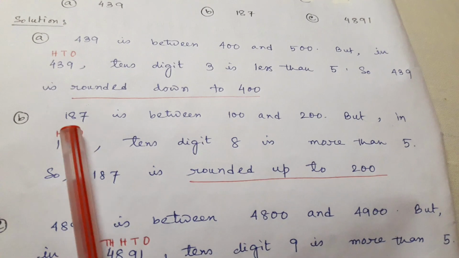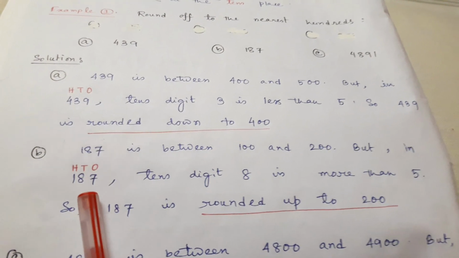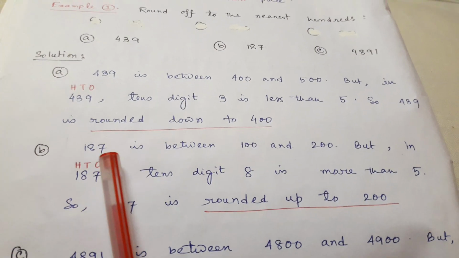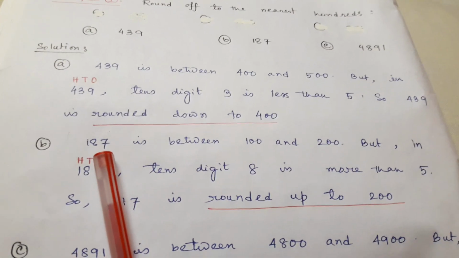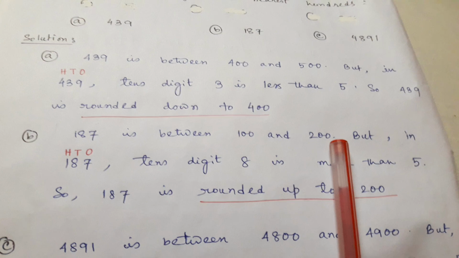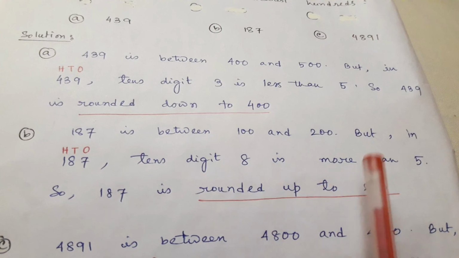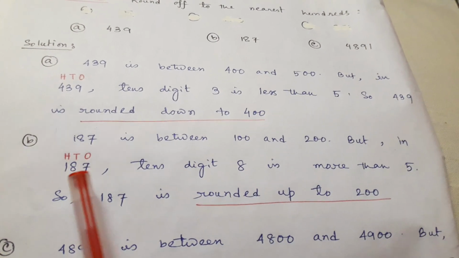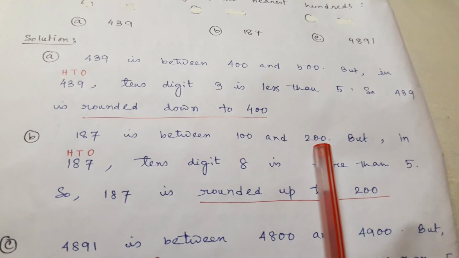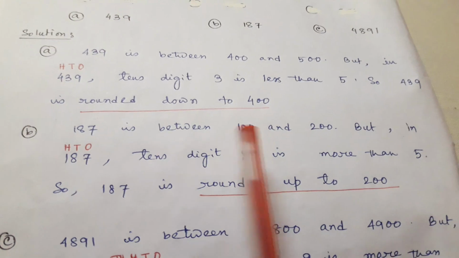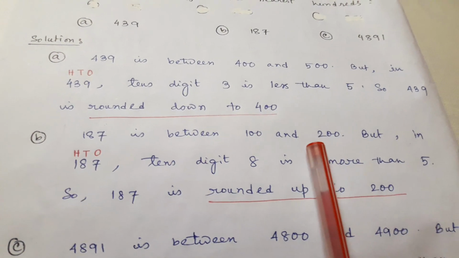Now the next example, 187. This number also we have to round off to the nearest 100, so we have to look at the tens digit. The nearest hundreds multiples are 100 and 200. So we can write 187 is between 100 and 200. Now in 187 the tens digit is 8. Now 8 is more than 5. So when the tens digit is more than 5, the number is rounded up to 200. So when the tens digit is less than 5, we will round it down, and when the tens digit is more than 5, we will round it up.